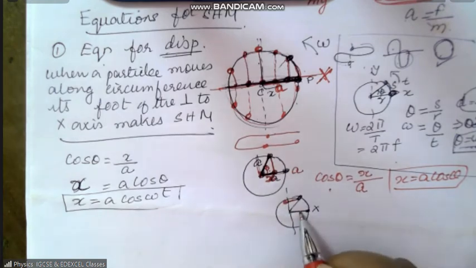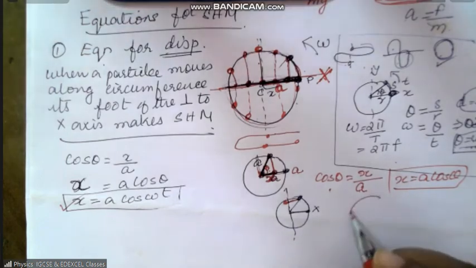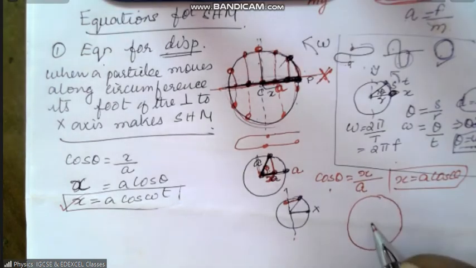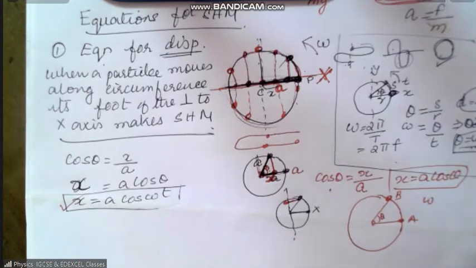Earlier we took it to the x and we got an equation for x. Similarly, we could get an equation for y as well. Let me draw this figure a bit bigger. This is the initial position. This is the final position. After a time t, this is at b. This angle is theta. Angular velocity is omega.